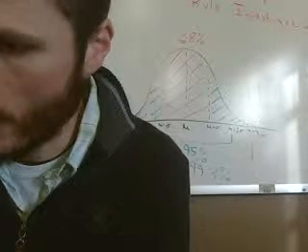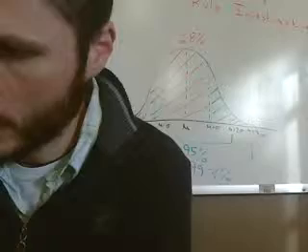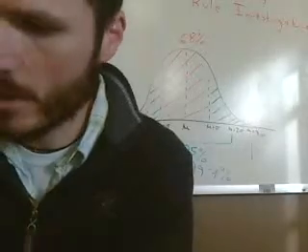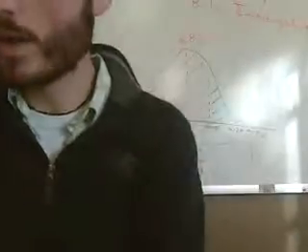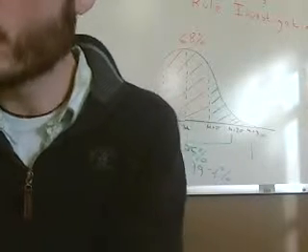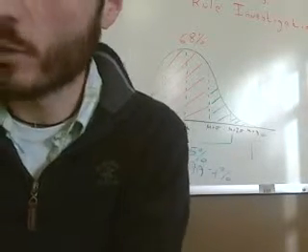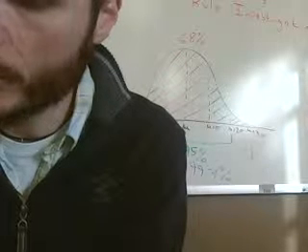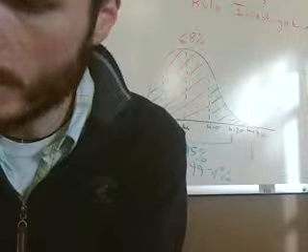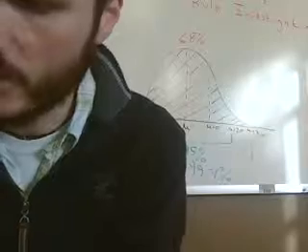I'm going to say this is mu plus sigma, or mu plus standard deviation. Hopefully you all can see that. And if we go in the other direction, mu minus 44, or 125 minus 44, we would get 81, which would put us just after the 80, so that would be mu minus a standard deviation.